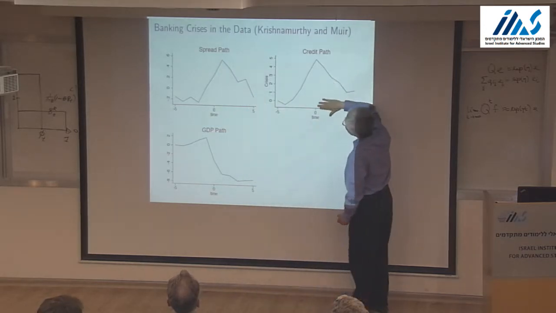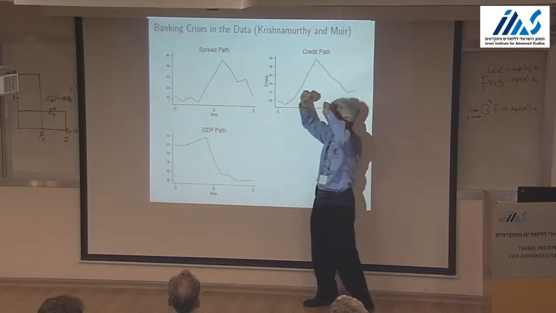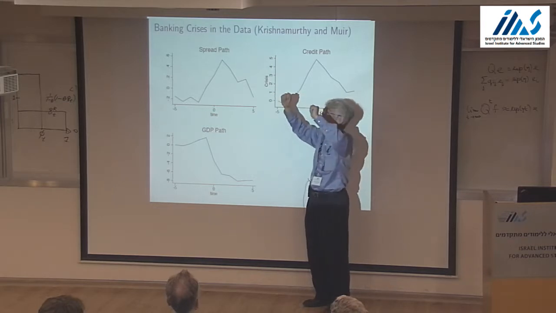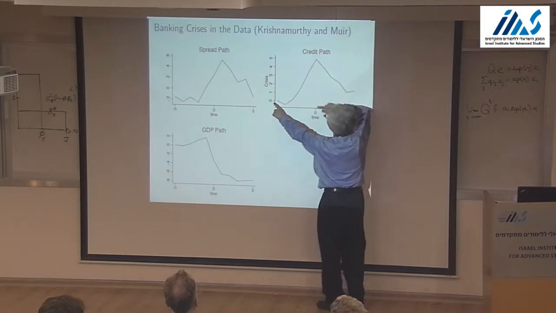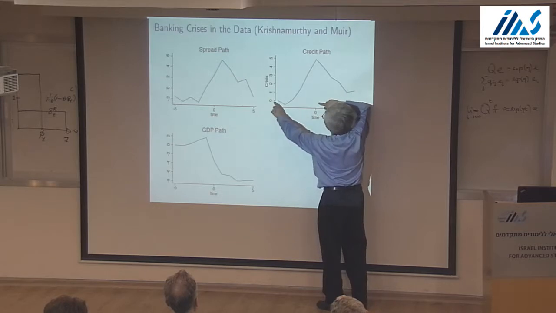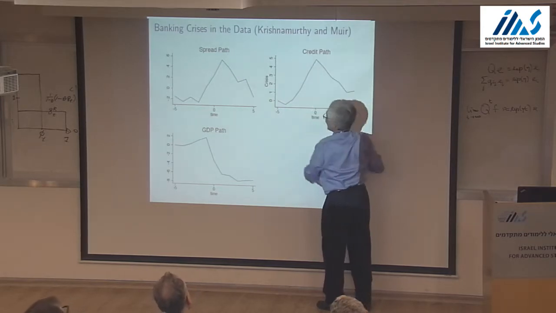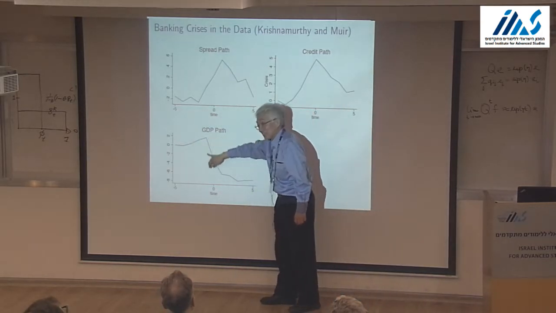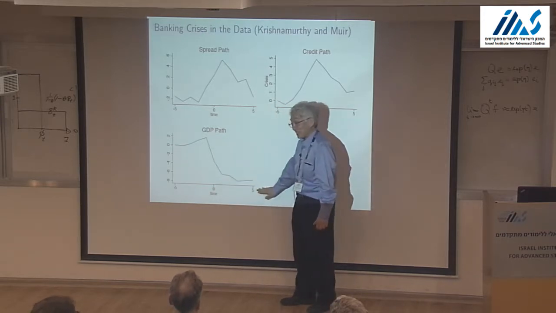For the credit path, there is a linear trend, pre-war and post-war, separate for each country. Then we look at the deviation from the linear trend. Before the crisis you are above the linear trend, and at the crisis there is deleveraging going on. And the GDP path against the linear trend did drop after the crisis.